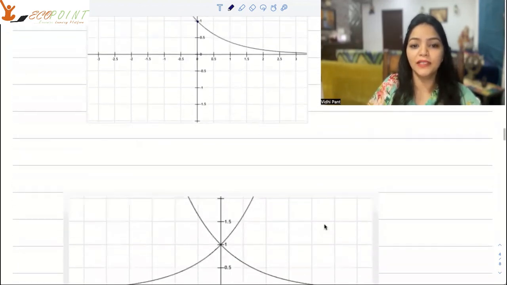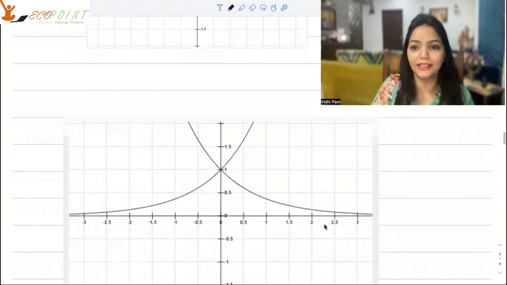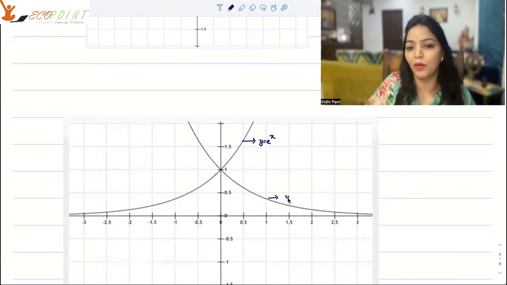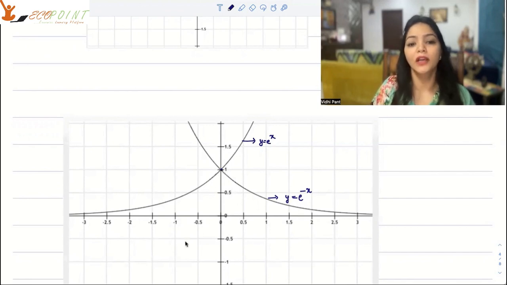If you want to see both of them together, this is what it will look like. This is the graph of y equals to e to the power x, and this is the graph of y equals to e to the power minus x. They're intersecting at 1 because e to the power 0 in both the cases will give you 1. So intersecting here at y equals to 1, x equals to 0. So this is the reflection in the y-axis.